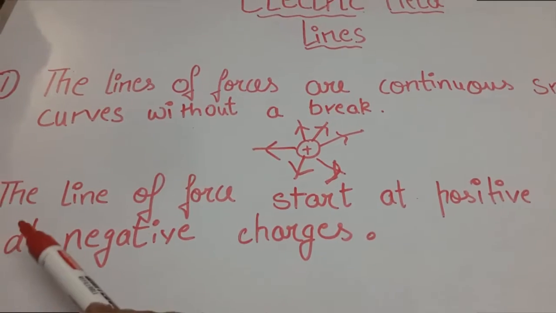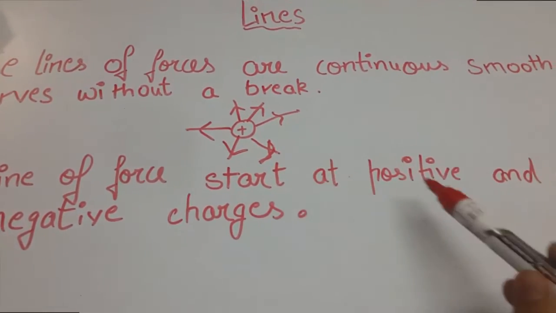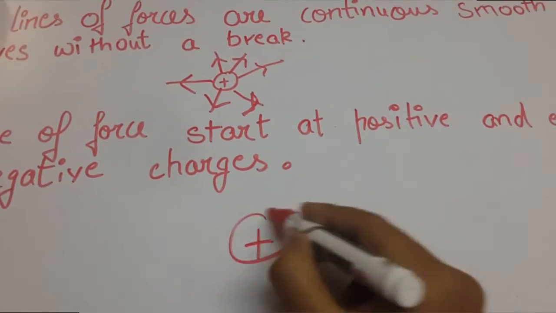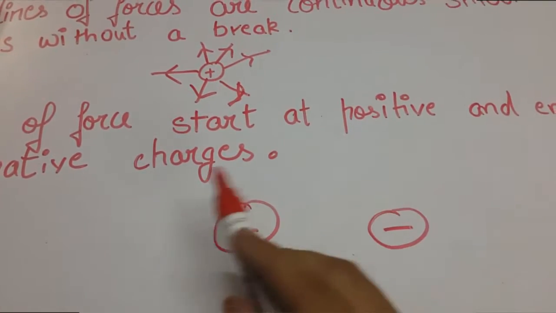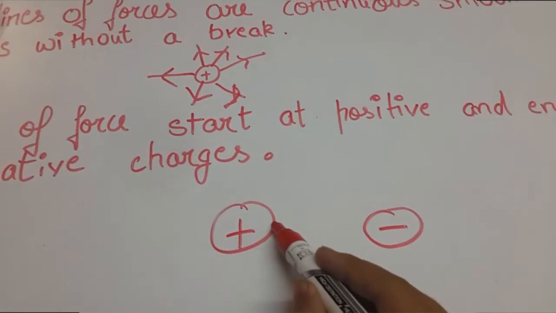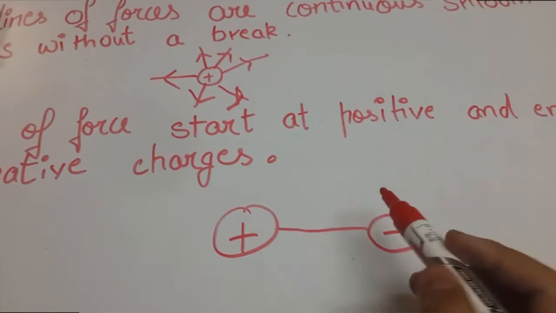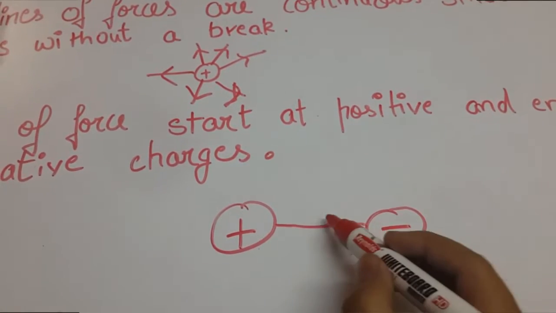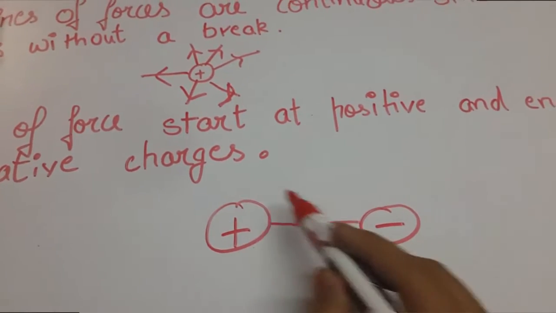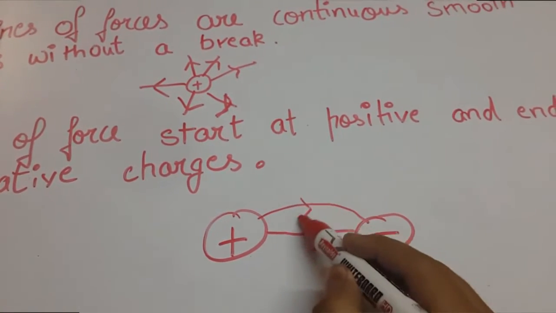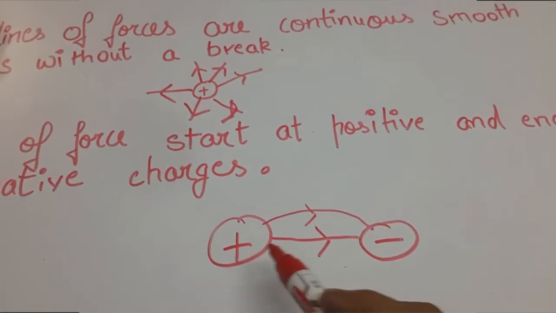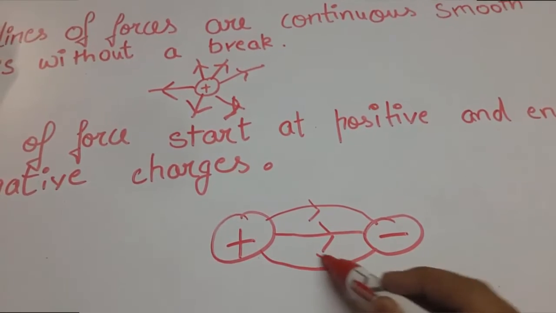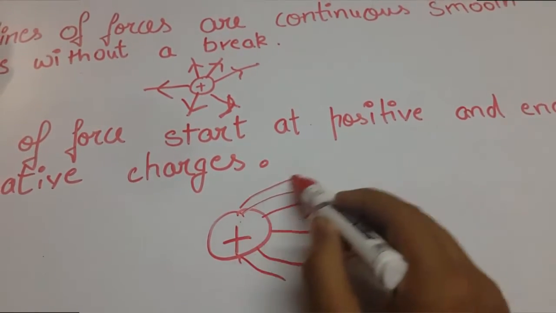The second property is that the lines of force start at positive and end at negative charges. Suppose two point charges, a positive one and a negative one. This property tells us that the electric field lines represent the electric field going from the positive charge towards the negative charge. So lines always go from positive to negative. We know that the dipole always works from negative to positive charge, but electric field lines always go from positive to negative.